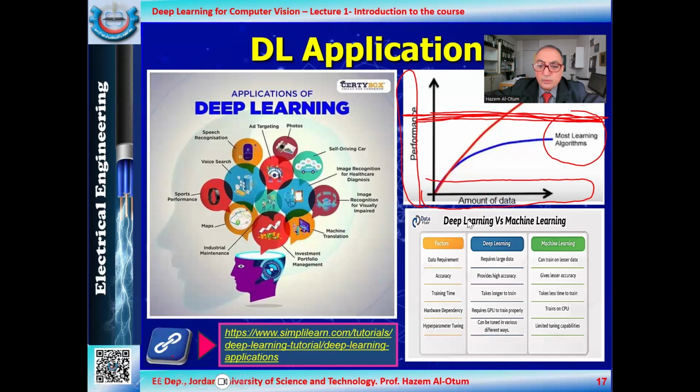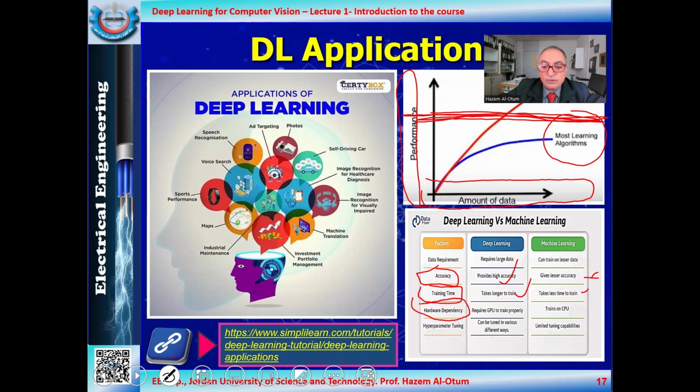Here in the comparison between deep learning and machine learning, we have factors, deep learning and machine learning. The first factor is data requirements. Deep learning requires larger data, so it's a negative, while machine learning can work easier with less data. The accuracy in deep learning is higher. Let's have a pen here for the accuracy. It provides higher accuracy than machine learning. For the training time, for deep learning, the training will be longer when compared to machine learning. Of course, this is at the expense of better performance.